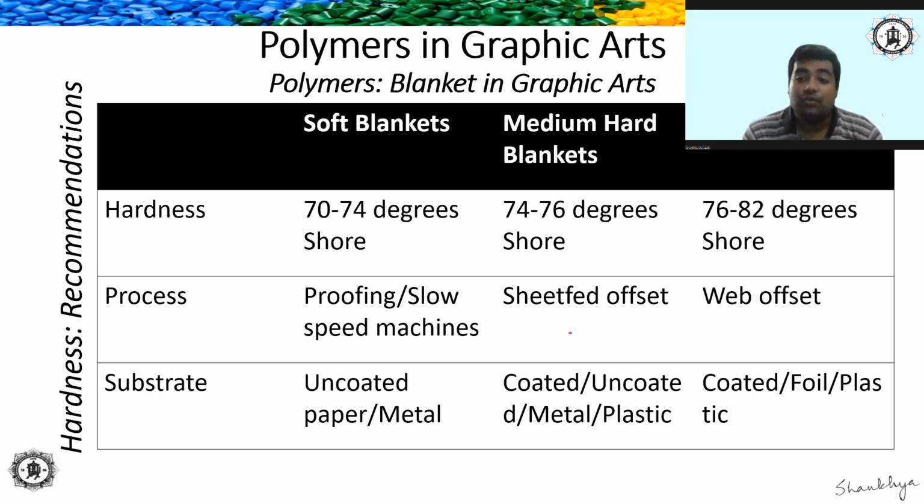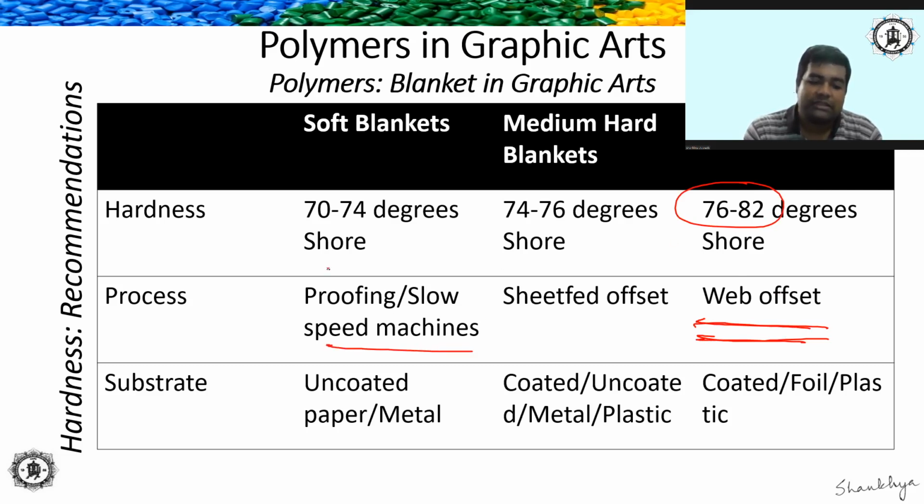Now you see, in case of web offset, I will not be saying all the answers now, because I will be asking you some questions. In case of web offset, you can see here that the hardness is highest, but in case of slower proofing machines, the hardness is kind of the lowest, although both may be considered hard, because they are all greater than 70 degree shore.